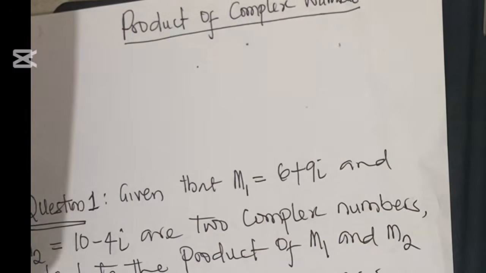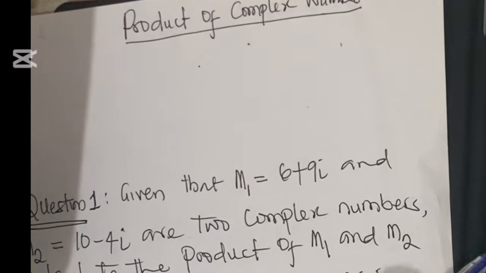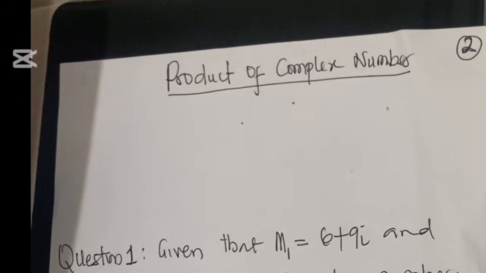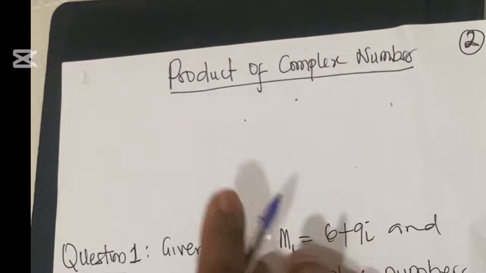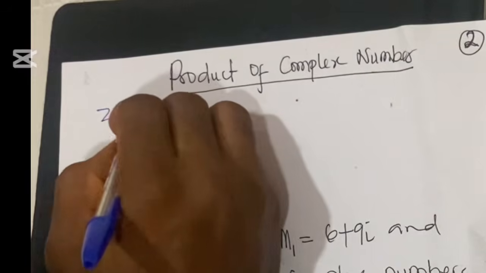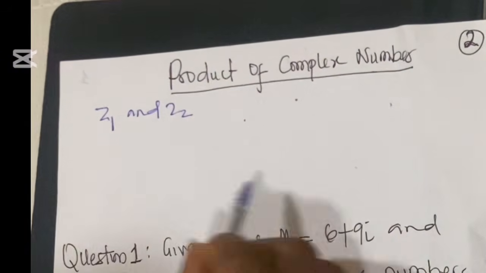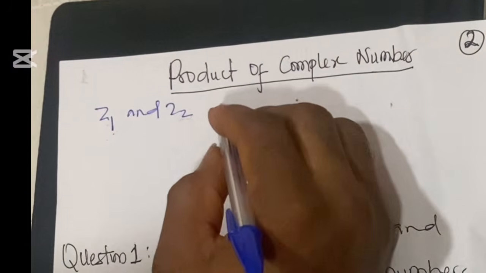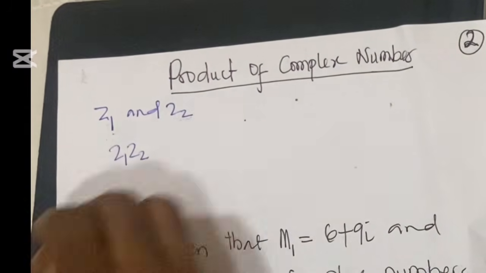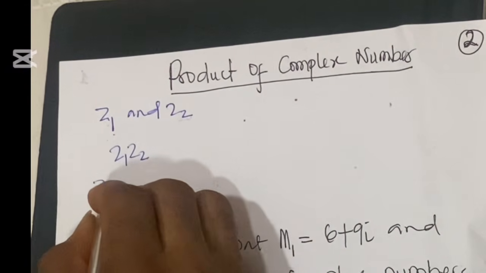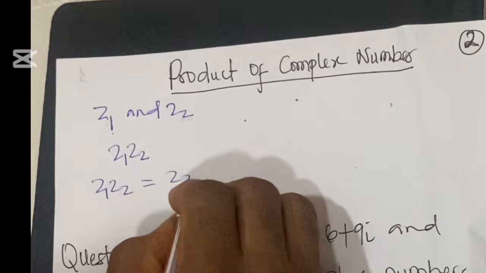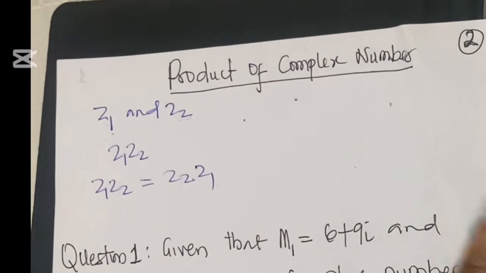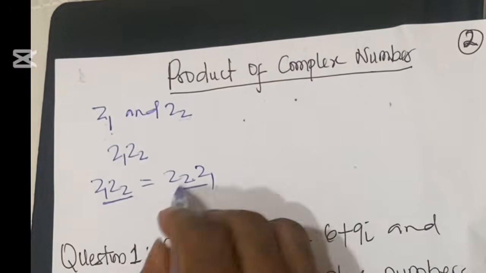Okay, now let's move to the next one: product of complex numbers. If you have two complex numbers, z1 and z2, to represent these two in product, this can be expressed as z1 z2. But don't forget, the product z1 z2 is the same as z2 z1. Please take note. If you're asked to find one, it's the same thing as the other.